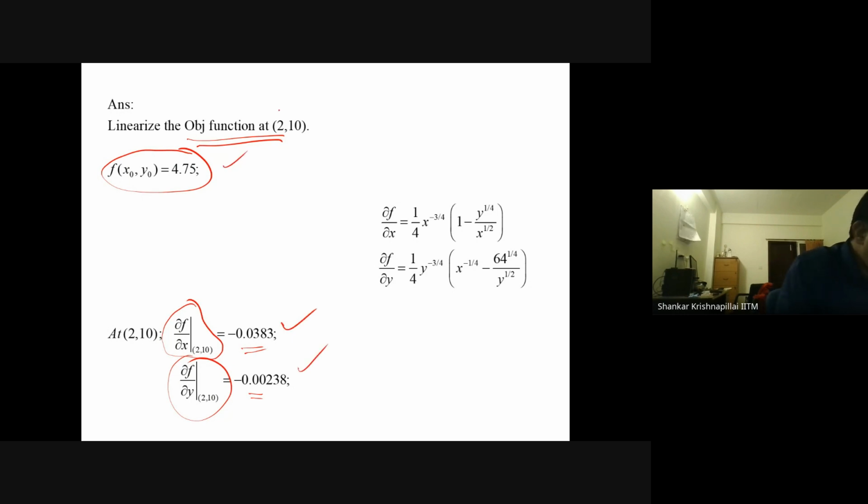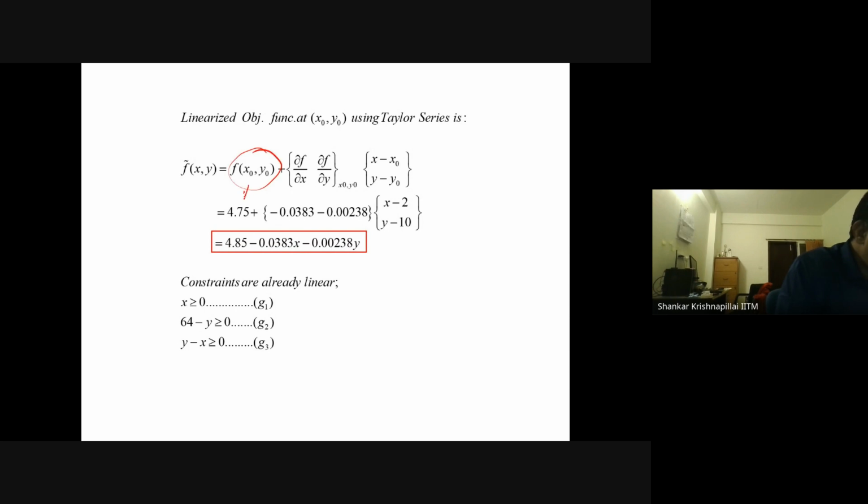Okay, you can substitute those values here. F of x naught, y naught is 4.75. Then partial f by partial x at x naught, y naught is this value. Partial f by partial y at x naught, y naught is this value. So x naught is minus 2, y naught is minus 2.